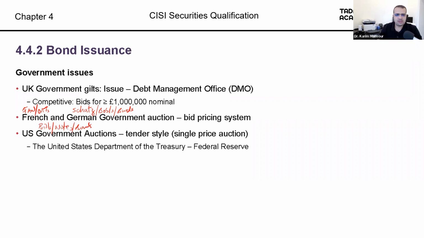So the office is responsible for these issuances. In the UK, the Debt Management Office is responsible for the issuance of UK government bonds. And they usually do that in competitive and non-competitive bids. Competitive and non-competitive auctions.